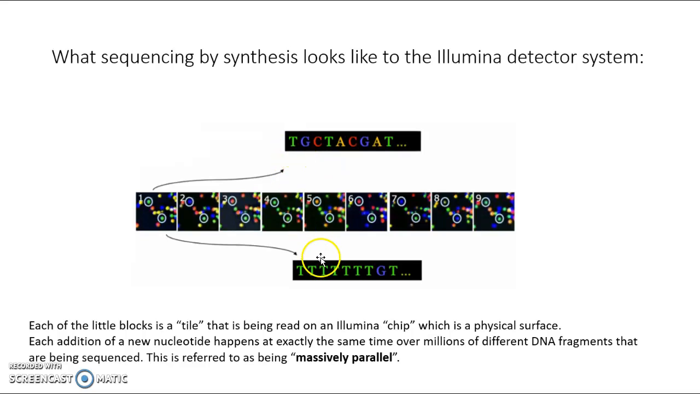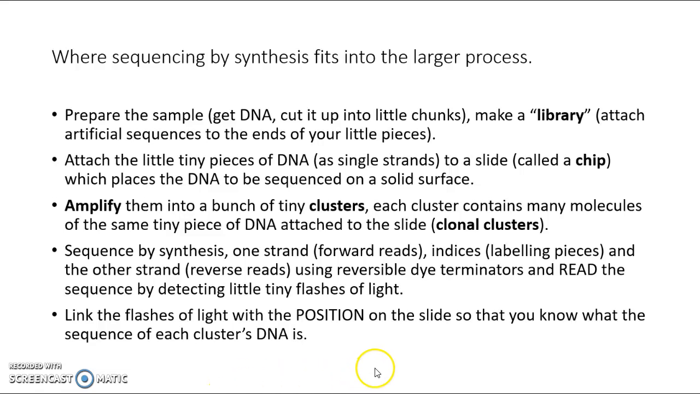And so this T and this T are added at exactly the same time in parallel, okay? This G and this T are added at the same time. In other words, they're added in parallel. And when you do that across literally millions of these little clonal clusters, that's a really big job to keep track of. And so it's referred to as being massively parallel sequencing, meaning that we're sequencing literally millions of fragments, one step at a time, and the timing is identically linked. So that's the idea of sequencing by synthesis, and it relies on an understanding of the reversible dye terminators and the idea of fluorescence as a detection system.